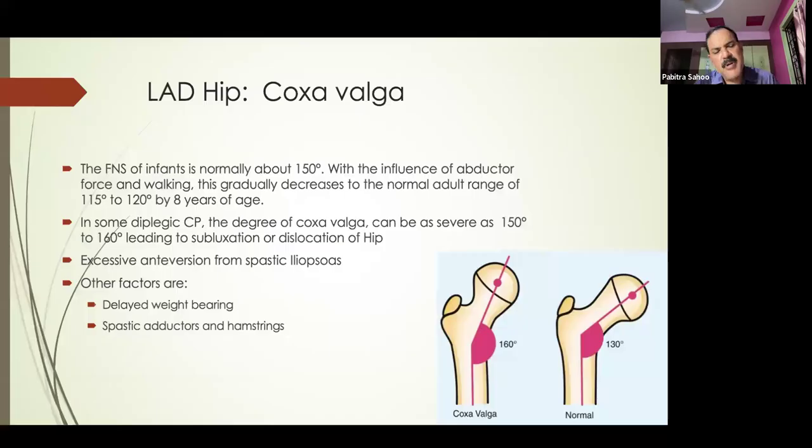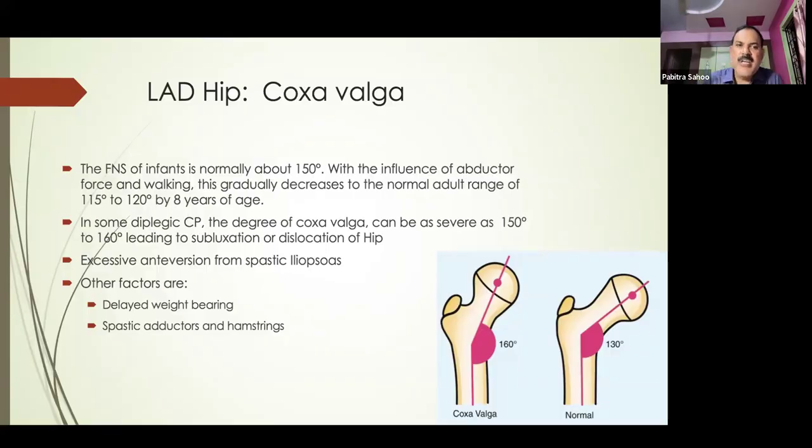The major problems that occur as a lever arm disorder in a CP child is the hip problem, especially in case of GMFCS 4 and GMFCS 5 non-ambulatory children. So what is its importance? Why should we discuss this?